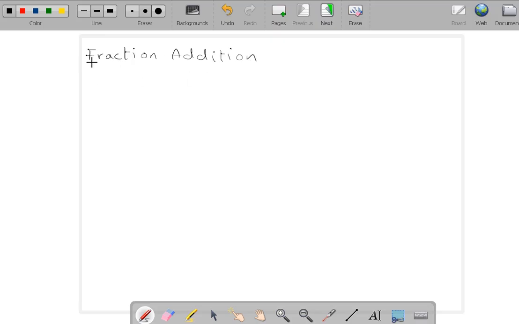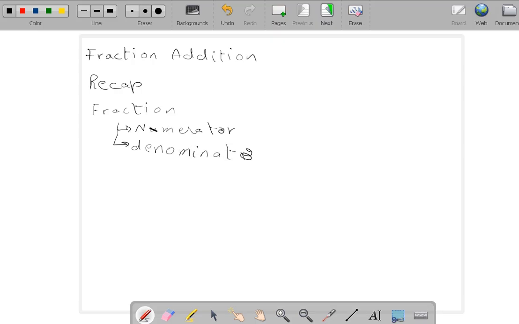I'll first give you a bit of a recap about fractions. A fraction has basically two parts. One is called the numerator and the other is called the denominator. Now, what are the numerator and denominator?